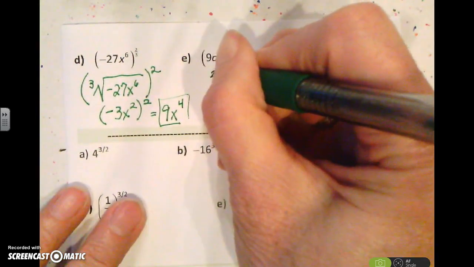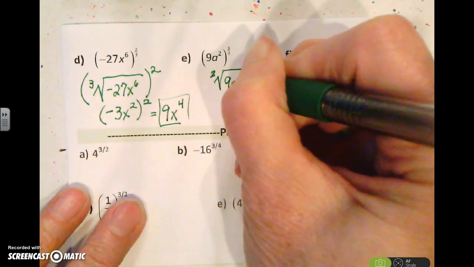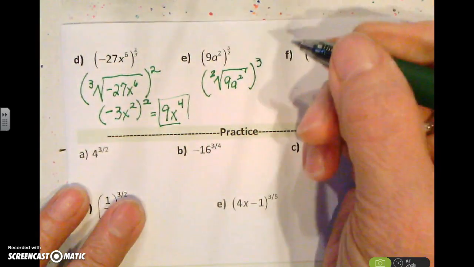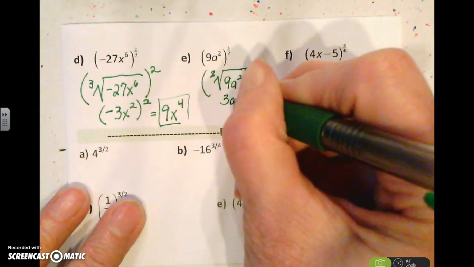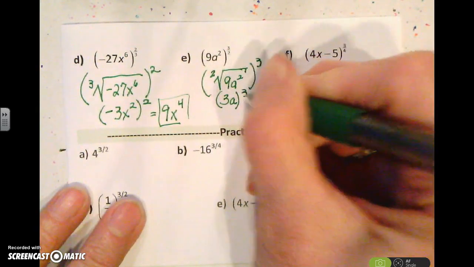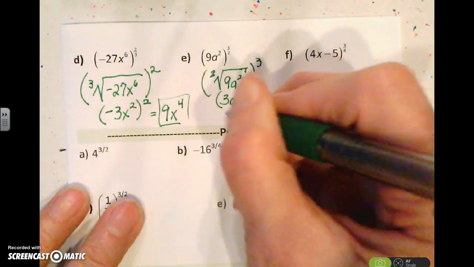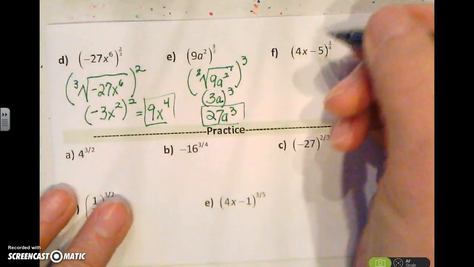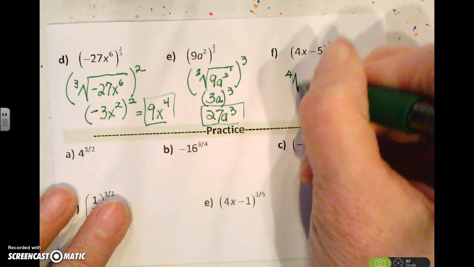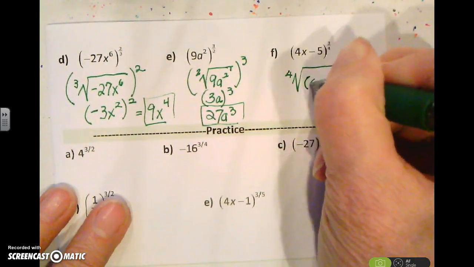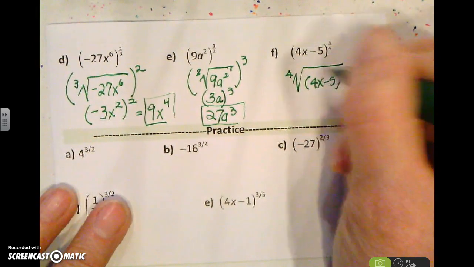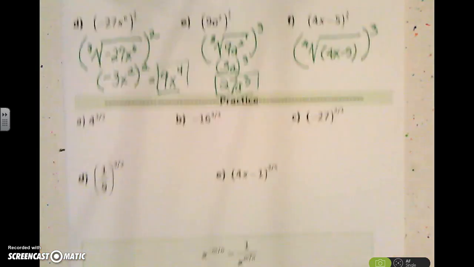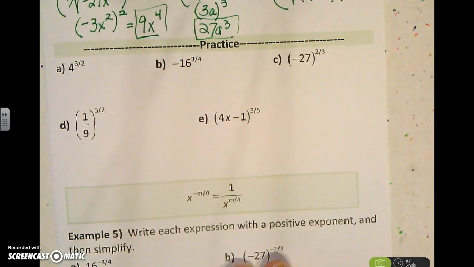E, I've got the square root of 9a squared. Take the whole thing, and the numerator is going to be to the 3rd power. That will be 3a to the 3rd power. So then 3 times 3 times 3 is 27, a to the 3rd. And finally, this last one, I'm going to have the 4th root of that whole parenthesis. So inside of here, I've got 4x minus 5. And I'm going to take that whole thing and raise it to the 3rd power. Now I want you to try these practices before you move on.